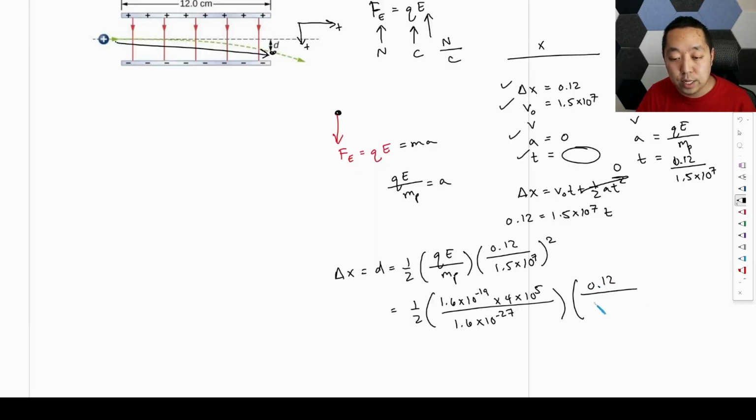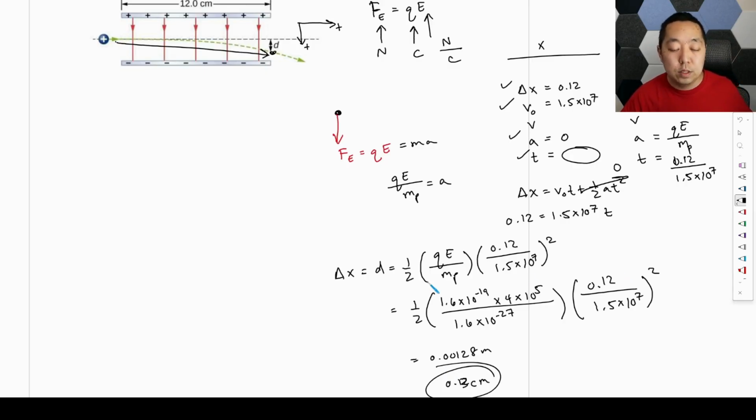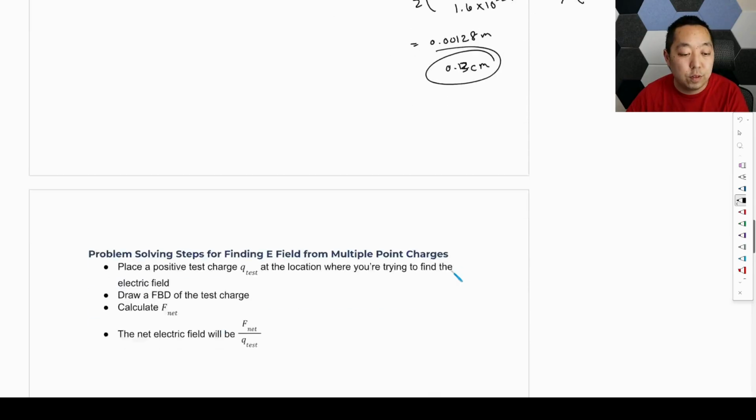And now we can calculate for all of these values using our calculator. Let me use my calculator real quick. And I get 0.00128 meters, which we'd call about 0.13 centimeters if you wanted something like that. Okay, so that calculation hopefully you can do, but that's how you would look at using the electric field.